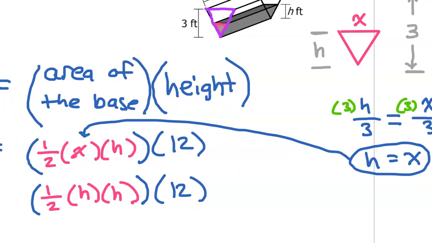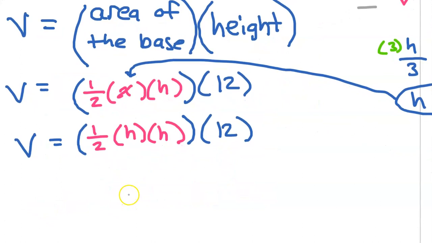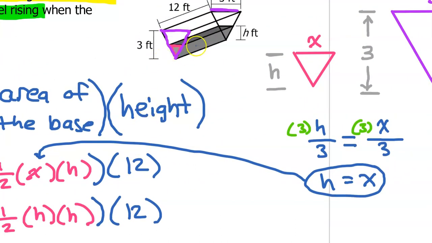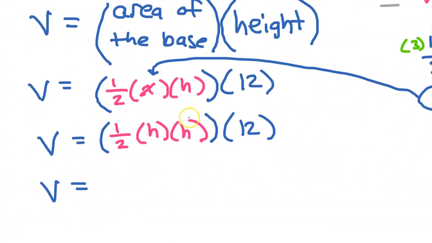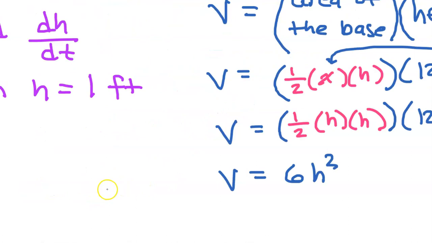So now we have this. Our formula for volume is coming along quite nicely. Let's simplify this. So volume is equal to, and remember we're talking about the volume of the water, 1/2 times 12 is 6, so we might as well go ahead and simplify that. And then h times h is h squared. So this is the formula that we can use for volume.